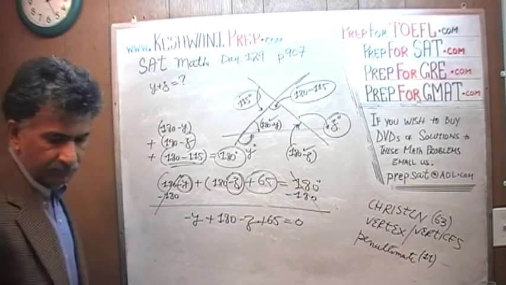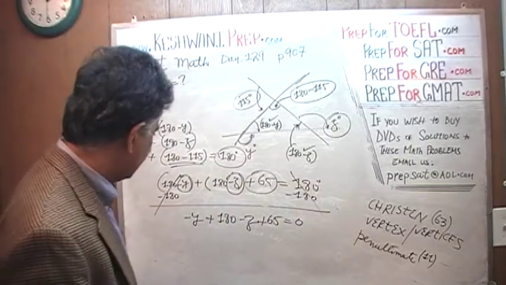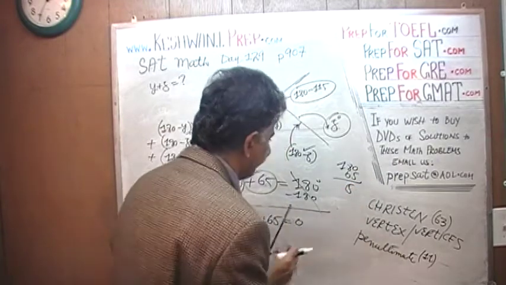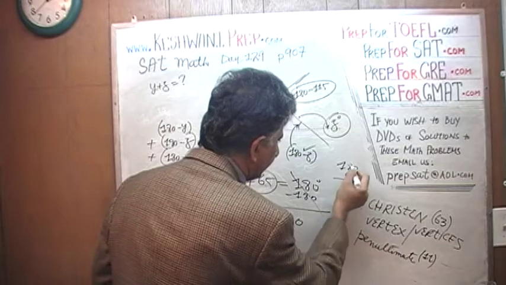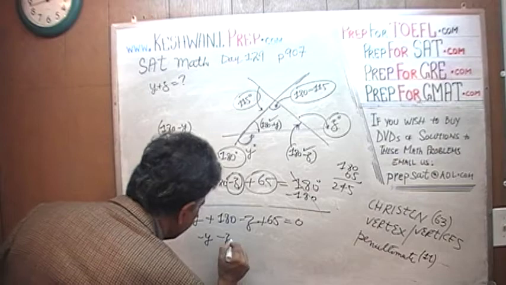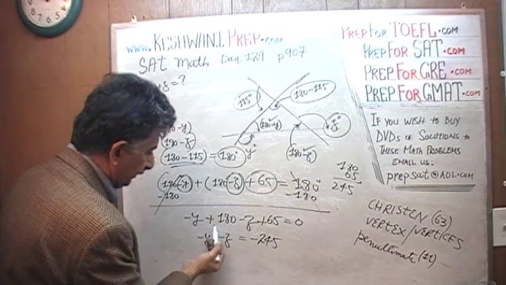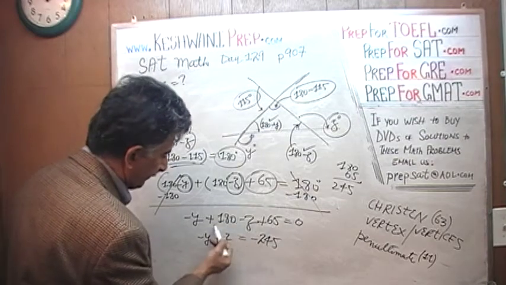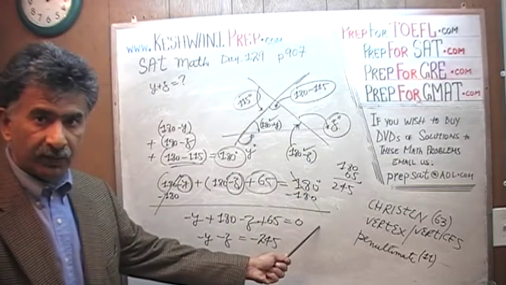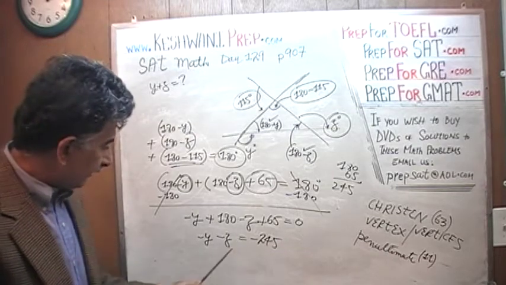180 plus 65. How much is 180 plus 65? 180 plus 65 is 5, 14, carry 2, 245. So negative y and a negative z equals negative 245. I'm not going to show you that step here, but if you were to subtract 180 from both sides and subtract 65 from both sides, so that this 180 ends up on the other side of the equation as a negative 180, and this 65 ends up as a negative 65 on the other side, this is the equation that we get.